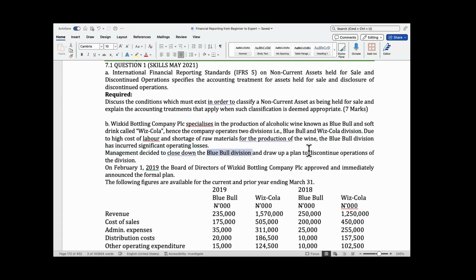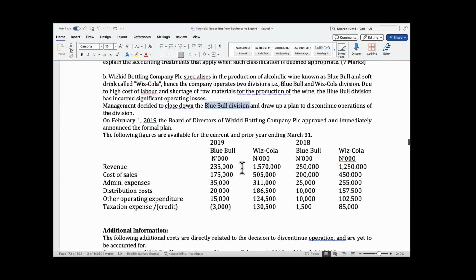So they now draw up a plan to discontinue the operations and all of that. They said on February 1st, 2019, the board of directors approved and immediately announced the plan to shut down Blue Bull. They will now give you a trial balance of Blue Bull with Cola. They gave us for 2 years, right? And don't forget that they want to shut down Blue Bull.